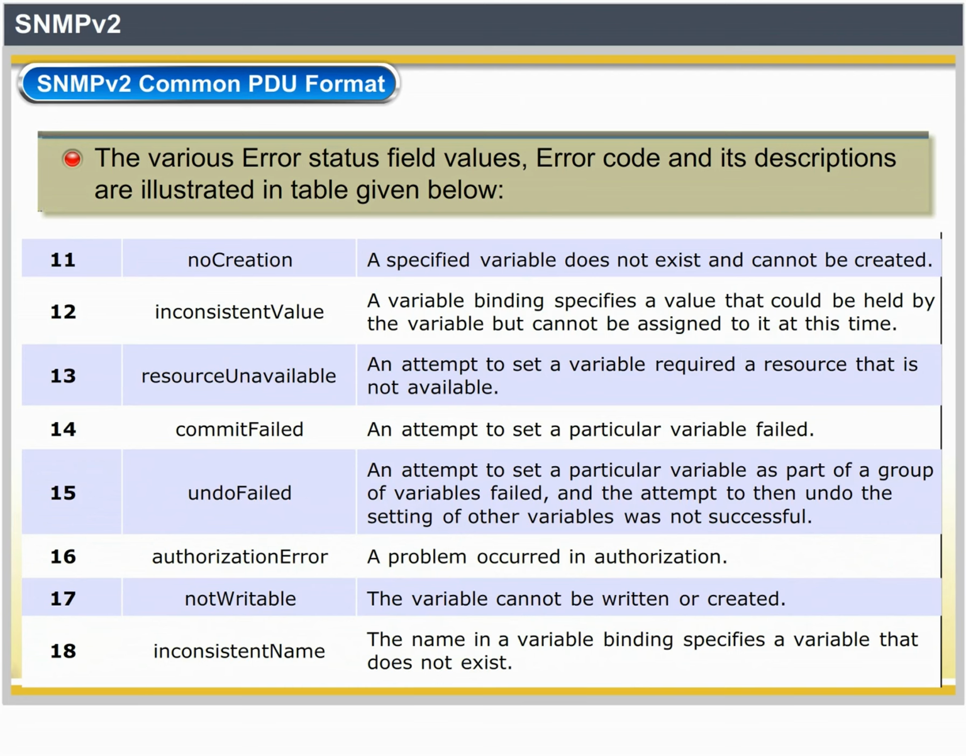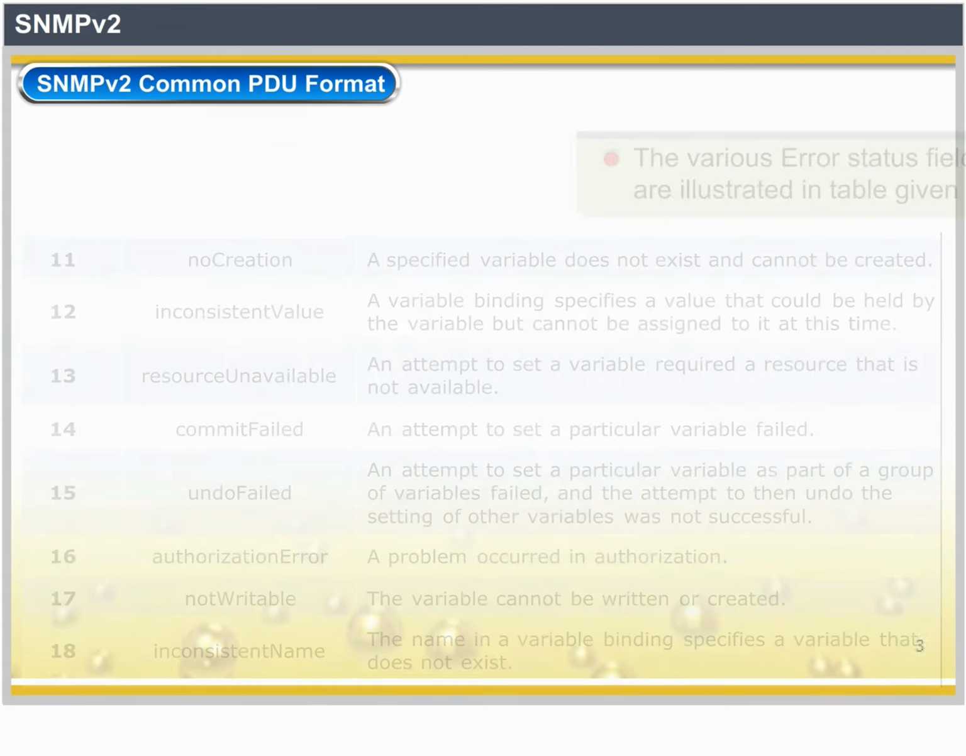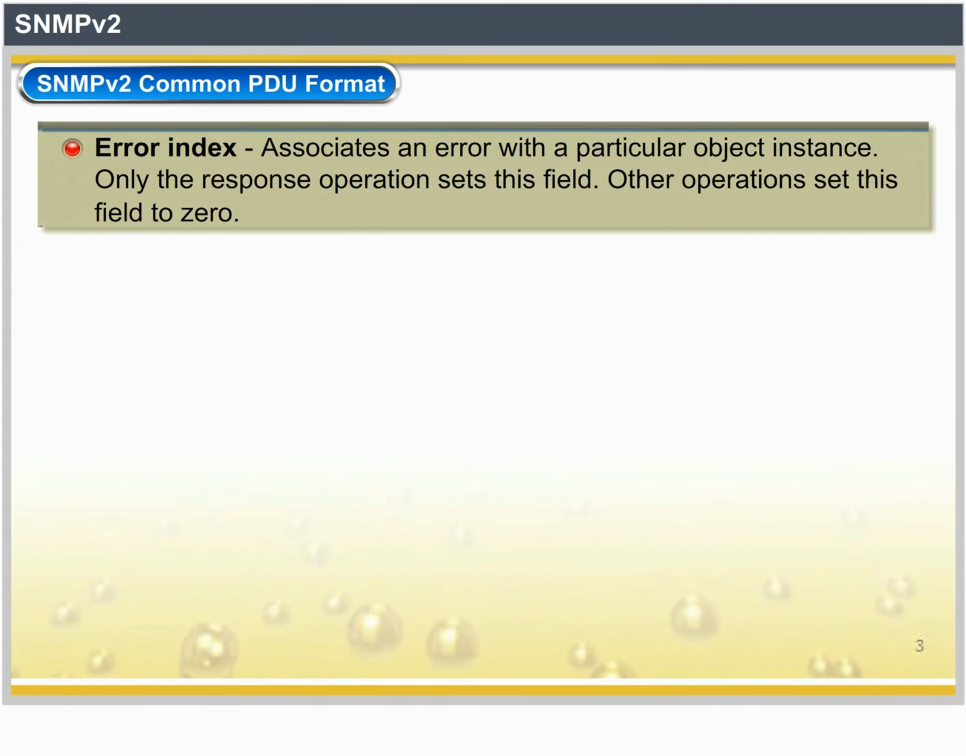18. Inconsistent name. The name in a variable binding specifies a variable that does not exist. Error index associates an error with a particular object instance. Only the response operation sets this field. Other operations set this field to 0.